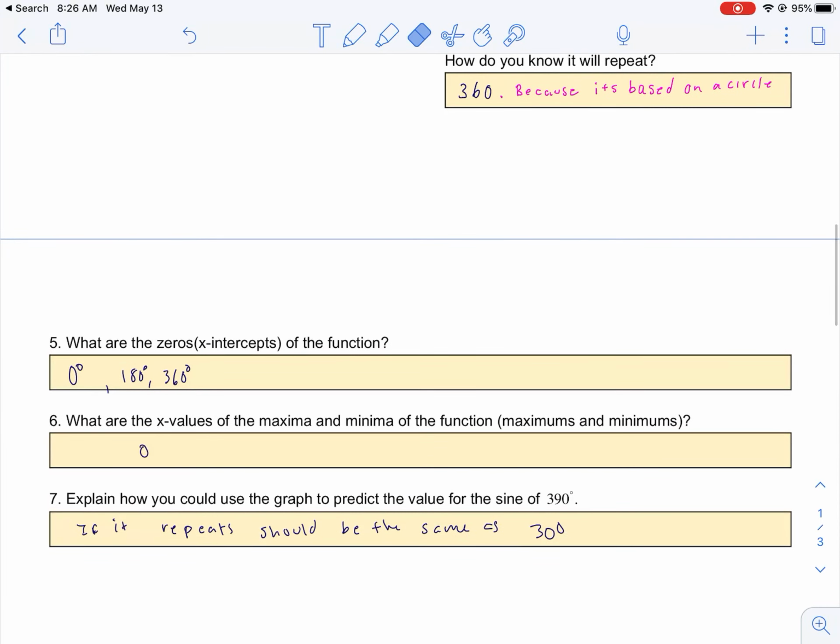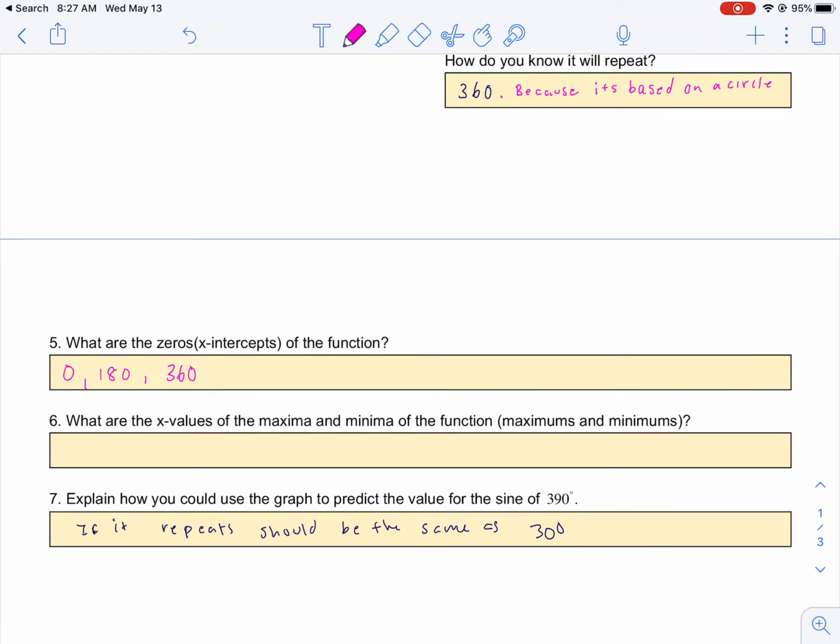Okay, so what are the zeros or the x-intercepts of this function? Zero. What else? 180 degrees. And 360. Again, this is where y equals 0.